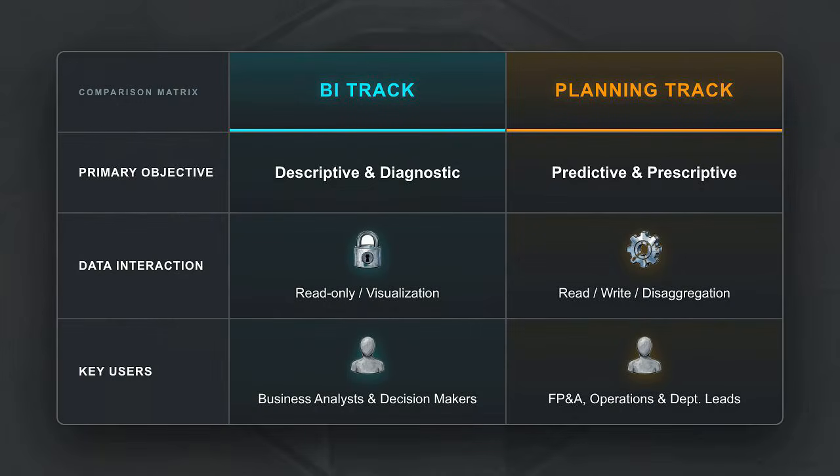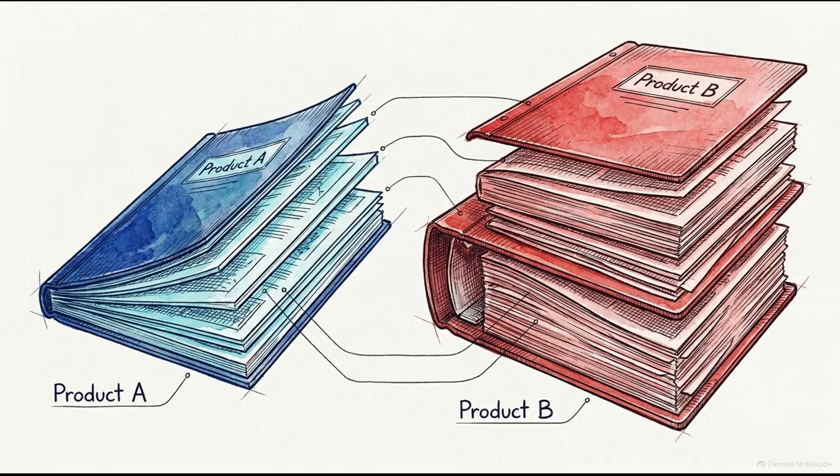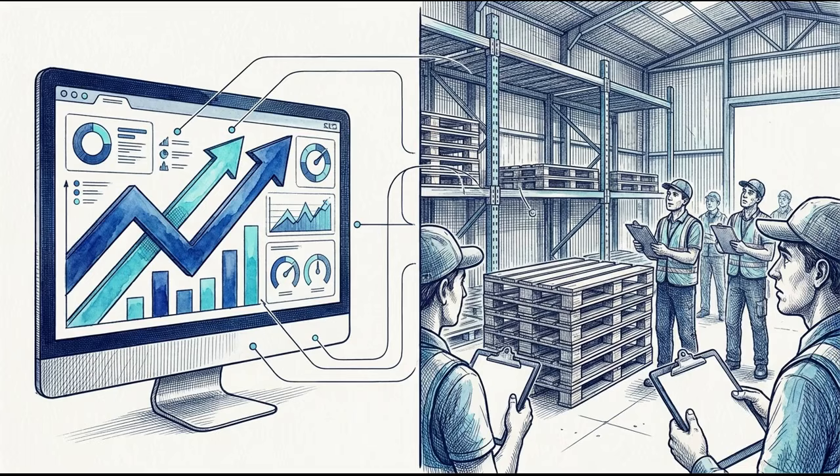Looking at this comparison matrix, the trade-off is clear. The BI track offers architectural simplicity for read-only visualization. Active planning demands high architectural friction, requiring meticulous setup for your FP&A teams in exchange for strategic reward. If your project team doesn't acknowledge these as separate operational products from day one, your software investment will quickly fall out of sync with your business reality.